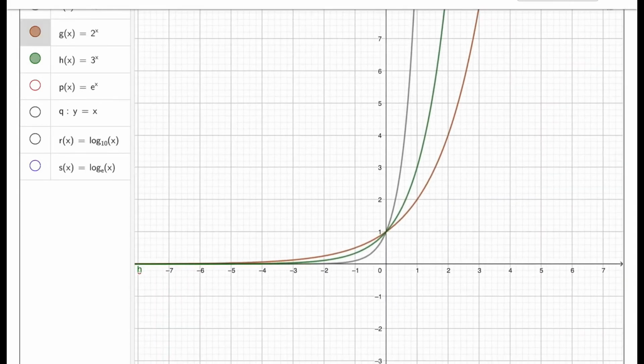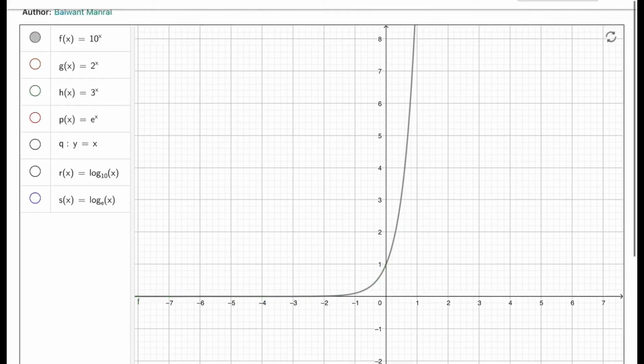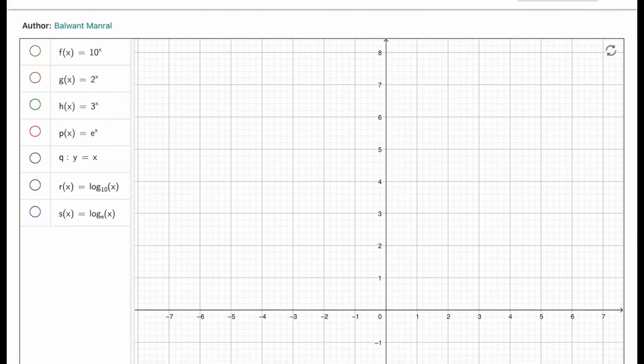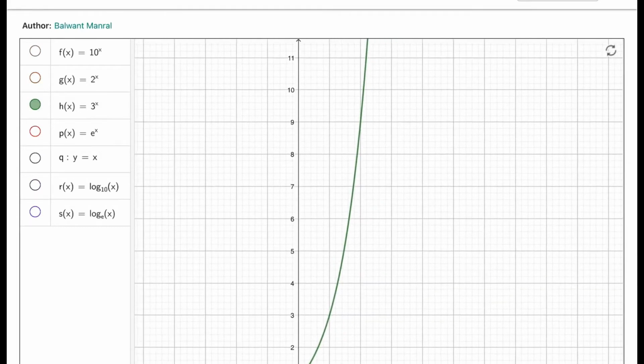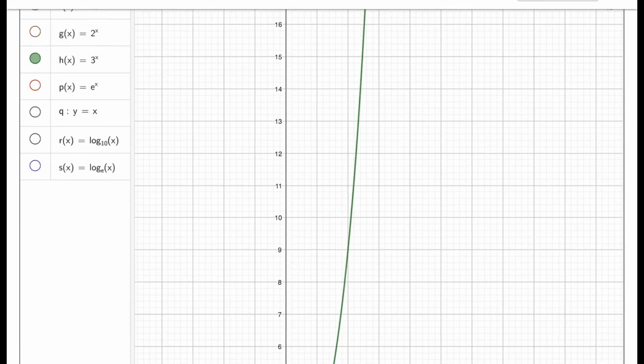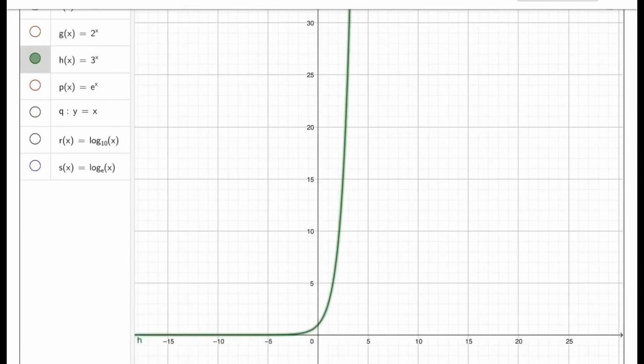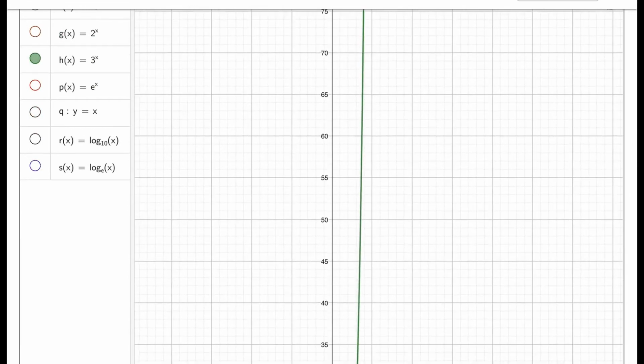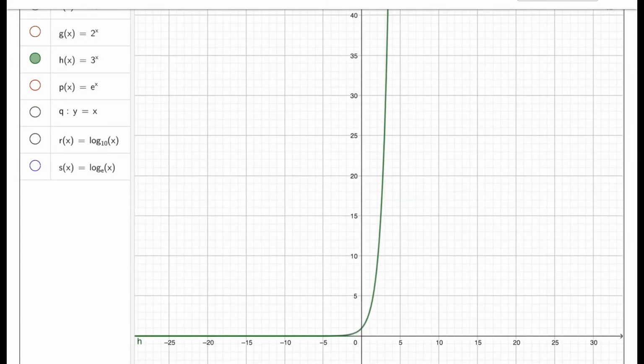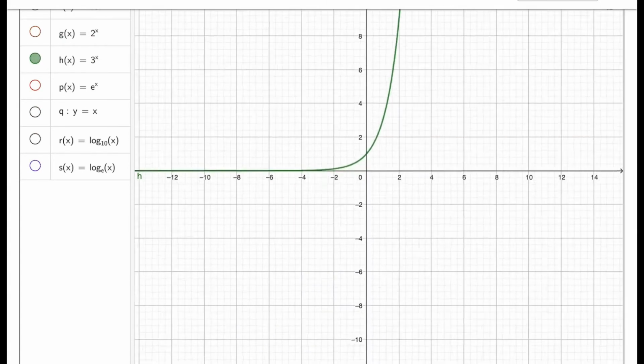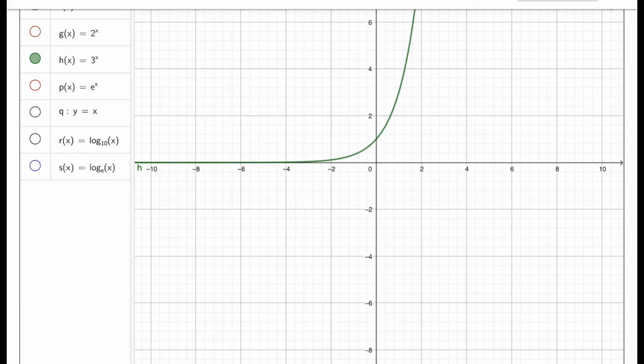And one more thing, see the graphs of 10 raised to the power x, 2 raised to the power x, or 3 raised to the power x. We can see that all these functions are strictly increasing in the whole of their domain. So it means that exponential functions are always increasing.